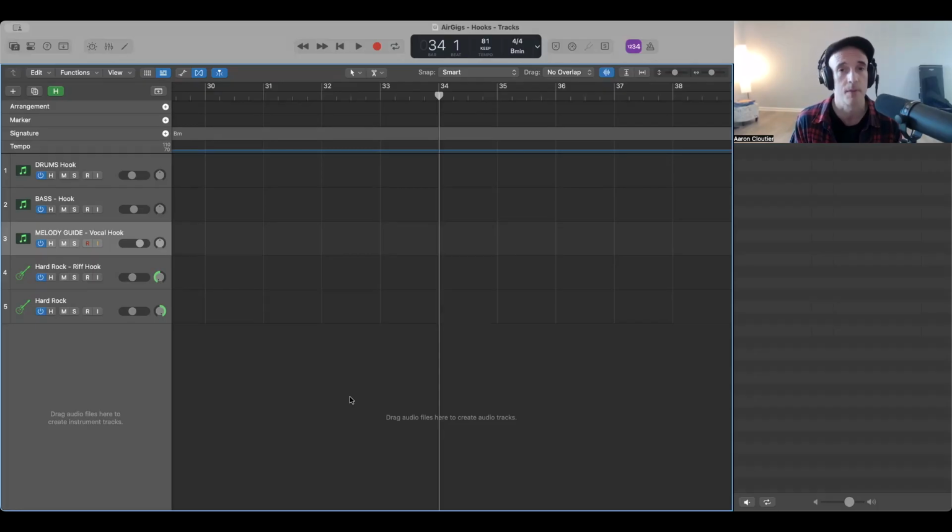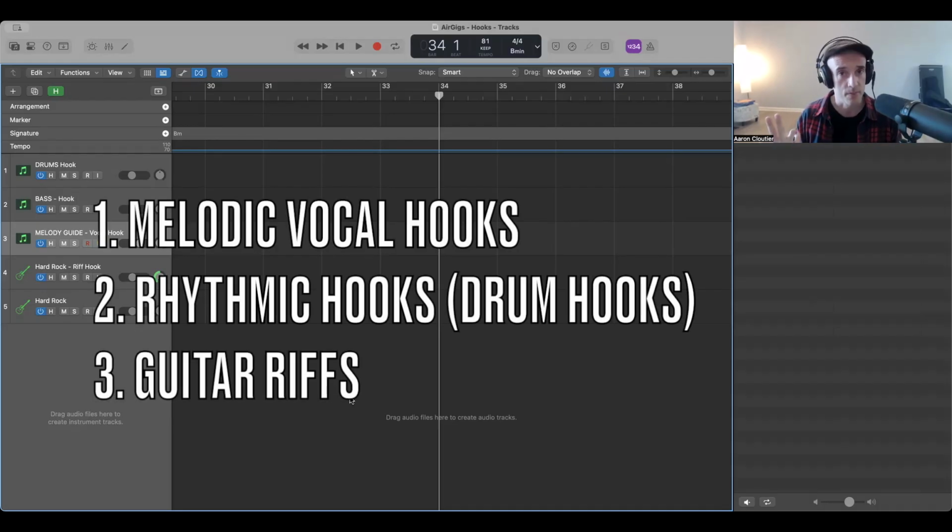Okay, so now let's talk about the types of hooks that are found in songs. There are actually many different types of hooks. Today, I'm going to focus on just 3, namely melodic vocal hooks, rhythmic hooks, and guitar riffs.